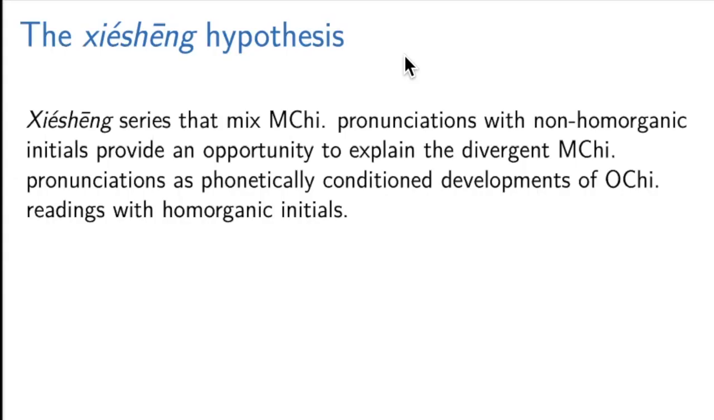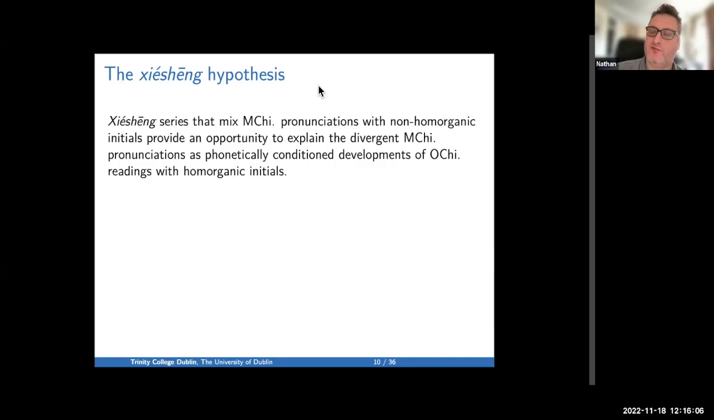So now that we have these two components of the Shesheng hypothesis as parts of our research program, we want to look at places where they appear to be violated and see whether we can fix them. Shesheng series that mix Middle Chinese pronunciations with non-homoorganic initials provide an opportunity to explain the divergent Middle Chinese pronunciations as phonetically conditioned developments of Old Chinese readings that were homoorganic. Now we've changed these observations about what the phonetics seem to be encoding into a kind of doctrine of what we presume they're encoding. And then we use that to actually do reconstruction. So I'll talk you through some examples.